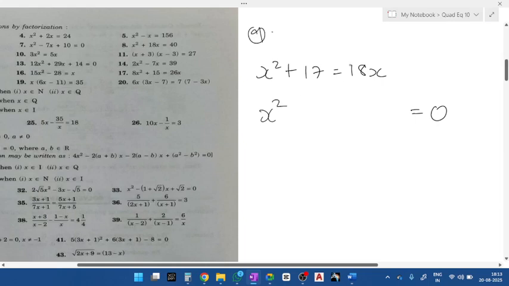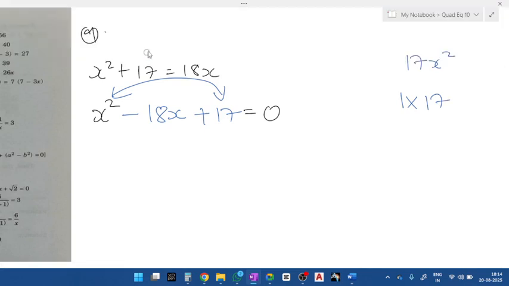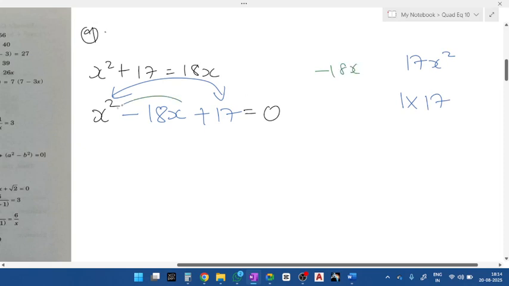After x square, which one has degree? 17 or 18? So if 18 goes this side, minus x plus 17 is equals to 0. Now, how do you use product and sum rule? Take the first and last. You get 17x square. Tell me the factors of 17. There's only one factor, right? 1 into. So which combination, like plus minus, will give you minus 18x? You should get this middle term.